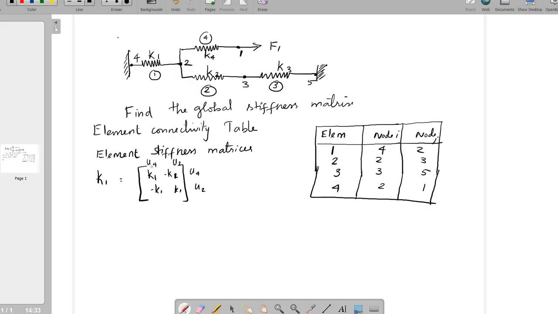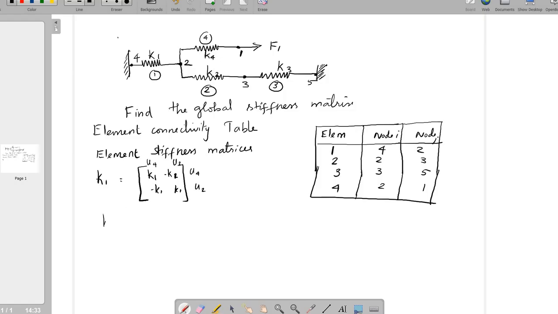For example, the value of the stiffness for the nodes U4 is K1, U2 is K1. That is, the connection between the vertical column to this horizontal row intersects at the value of K1. So the value of U2 is K1, U4 is K1, U2 is minus K1, U4 is minus K1 diagonally.